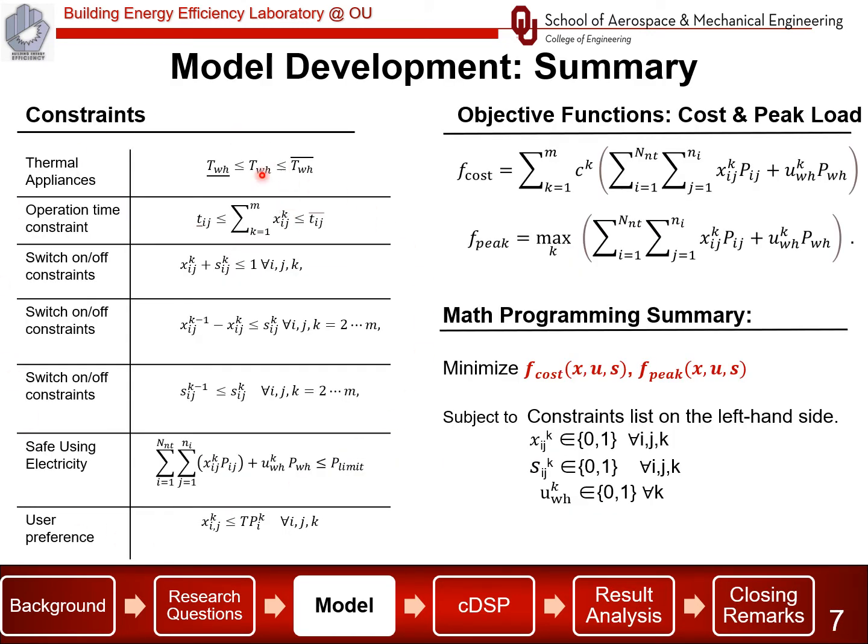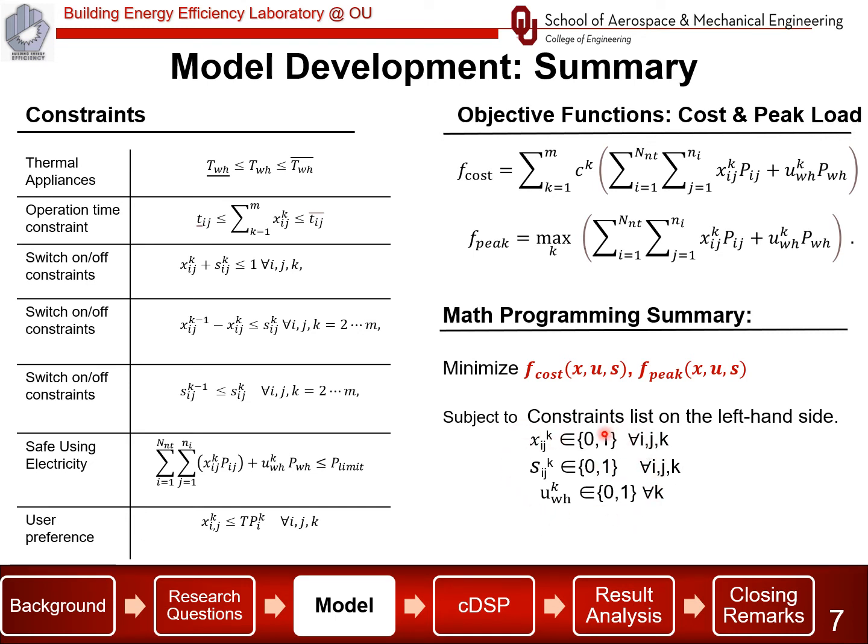Here are the important constraints in our model. This is the objective function we have. Like I said before, we care about the cost. We also care about the peak load. So we have two objectives. In summary, we want to minimize these two objectives and subject it to some constraints. And here is the boundary of the decision variables.